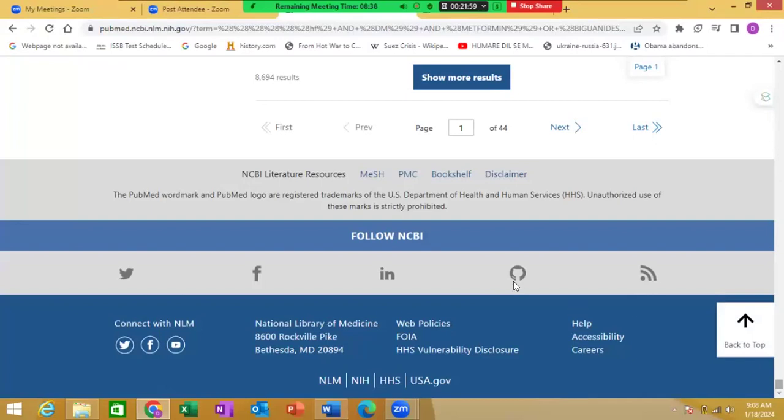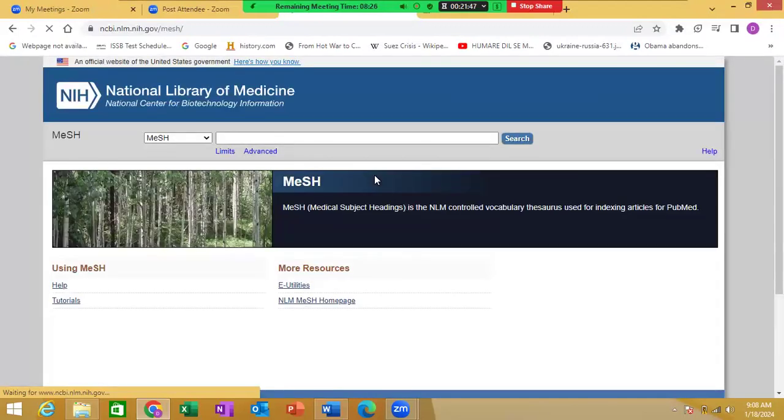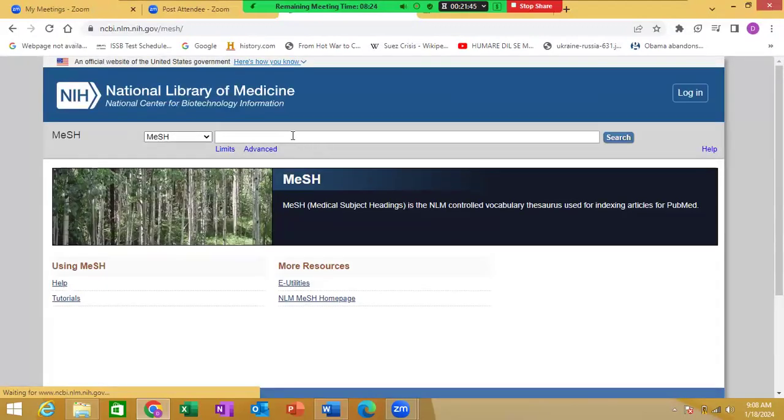So come here and see the sources. Look at this term MeSH. You must have heard this Medical Subject Heading word, MeSH. MeSH is also the third kind of search strategy in PubMed. MeSH is actually a collection of terms. Like I told you to use multiple terms for a similar concept, that is called a MeSH.